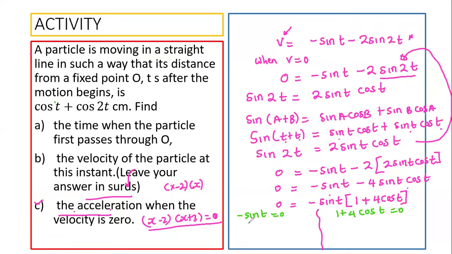We can remove the negative first. We divide both sides by -1. So we remain with sine t is equal to 0. Then we set t is equal to sine inverse of 0. Can you now give us the angles?